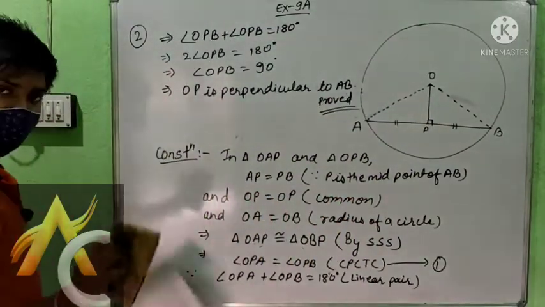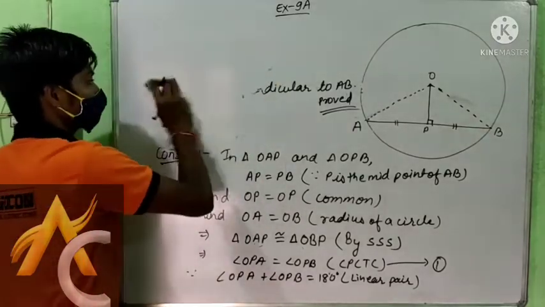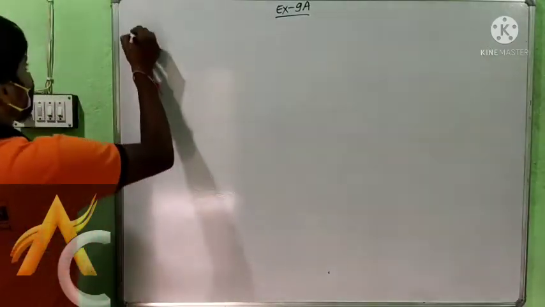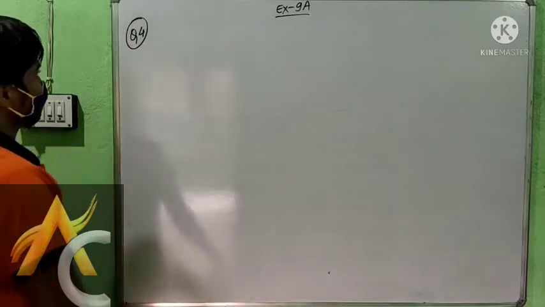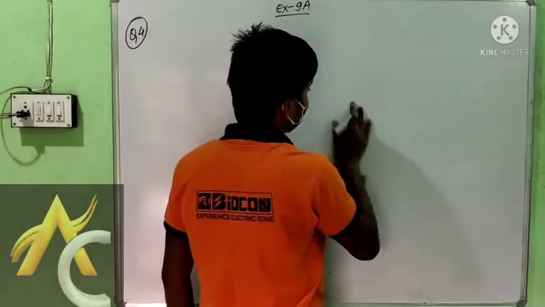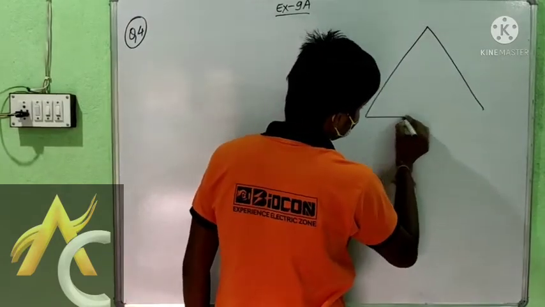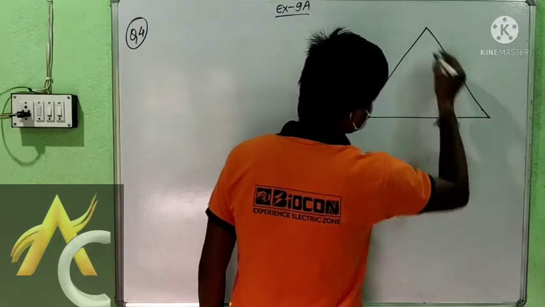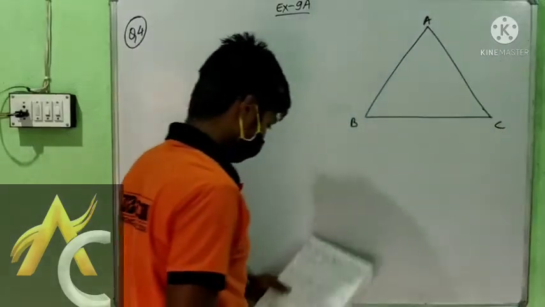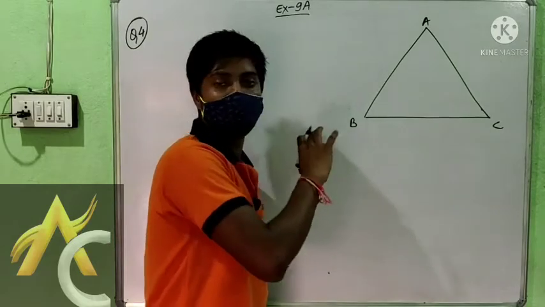Now we are going to solve question number 4. Question number 3 is similar to question number 2. Question number 4. It is given that in a triangle ABC, so let us draw. So we are drawing here a triangle ABC, A, B, C, and it is given that D is the midpoint of BC.